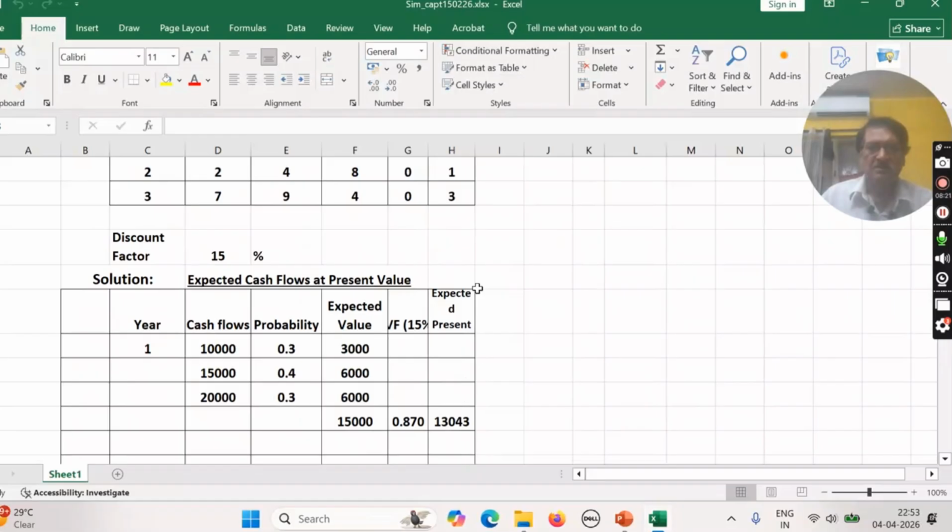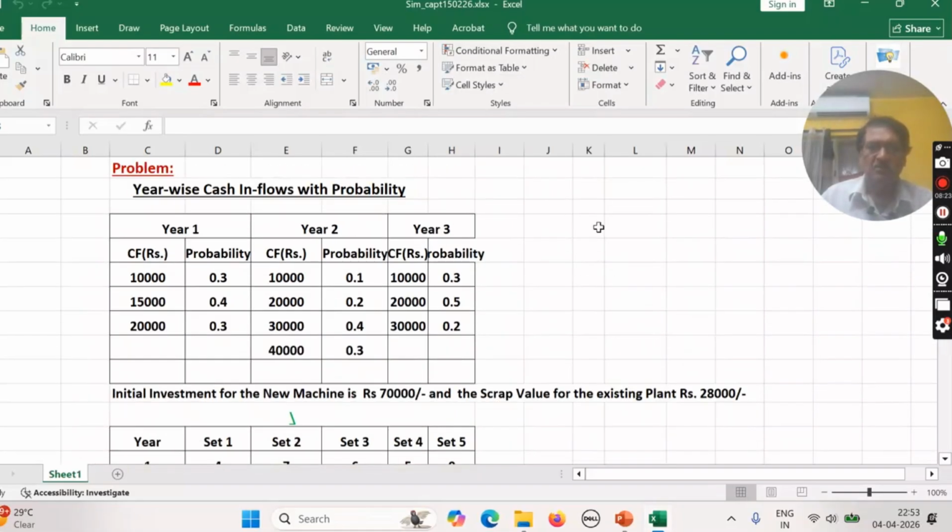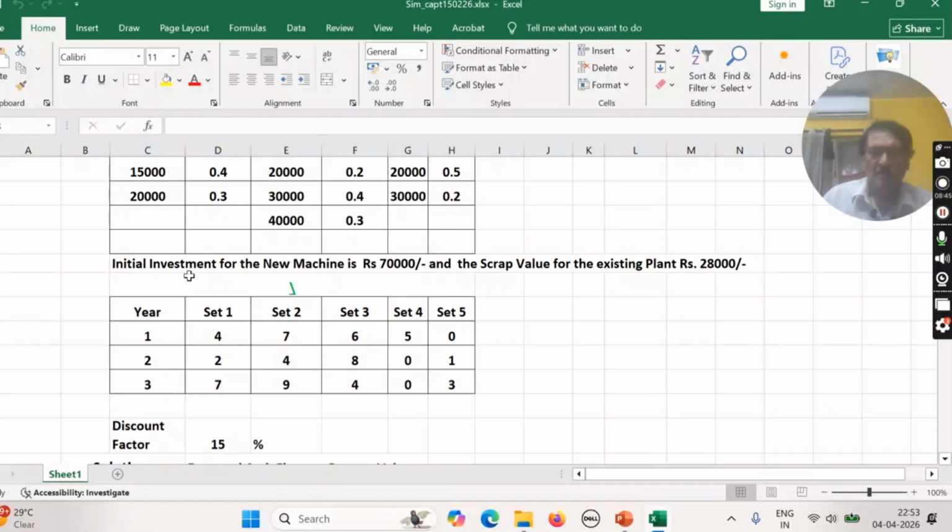This is the Excel sheet for the problem. The solution part is shown in this Excel sheet. The problem's year-wise cash flows, which I have already mentioned, are given here: first year, second year, third year. These are the cash inflows with their probabilities. The initial investment is 70,000, the scrap value is 28,000, and these are the random numbers.